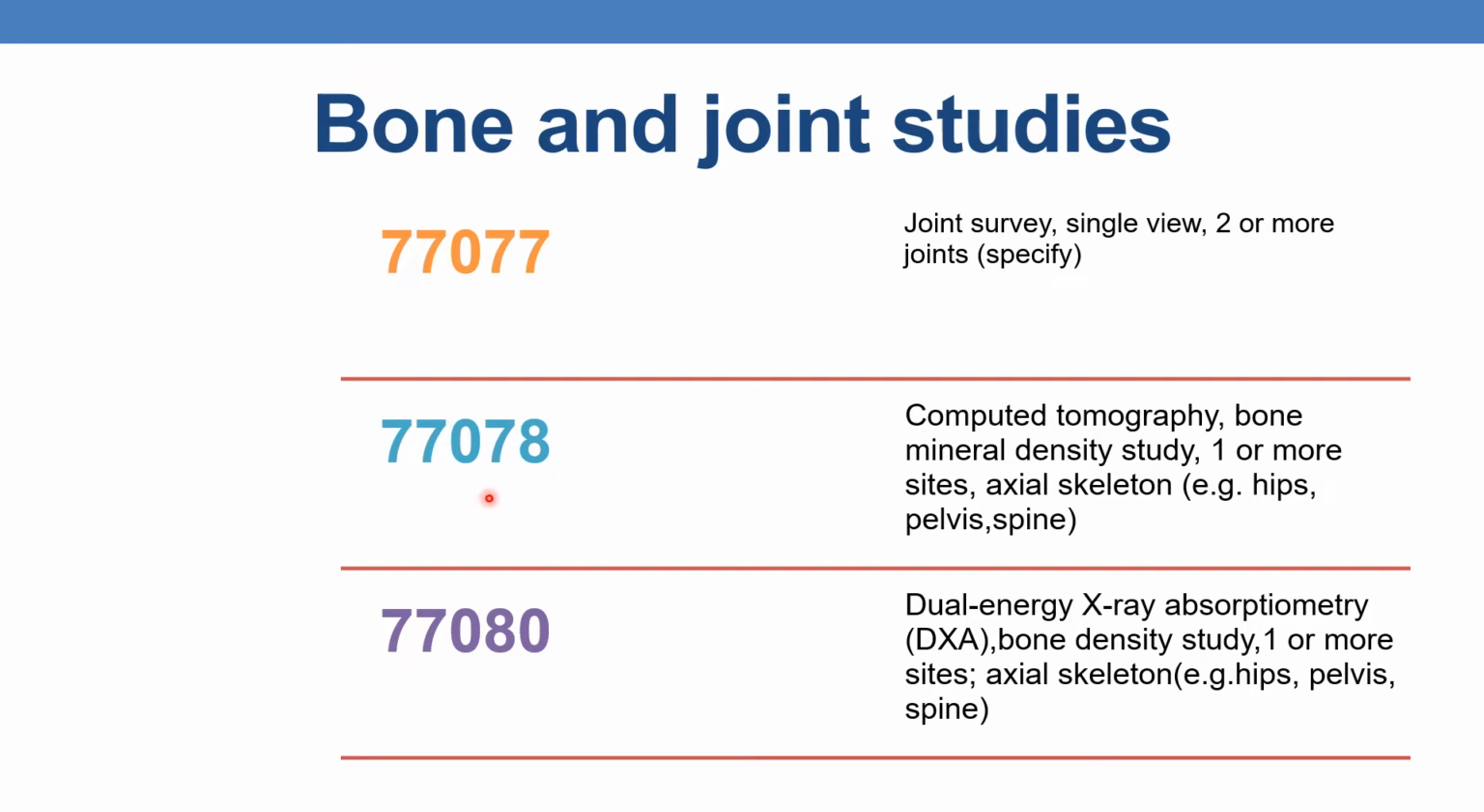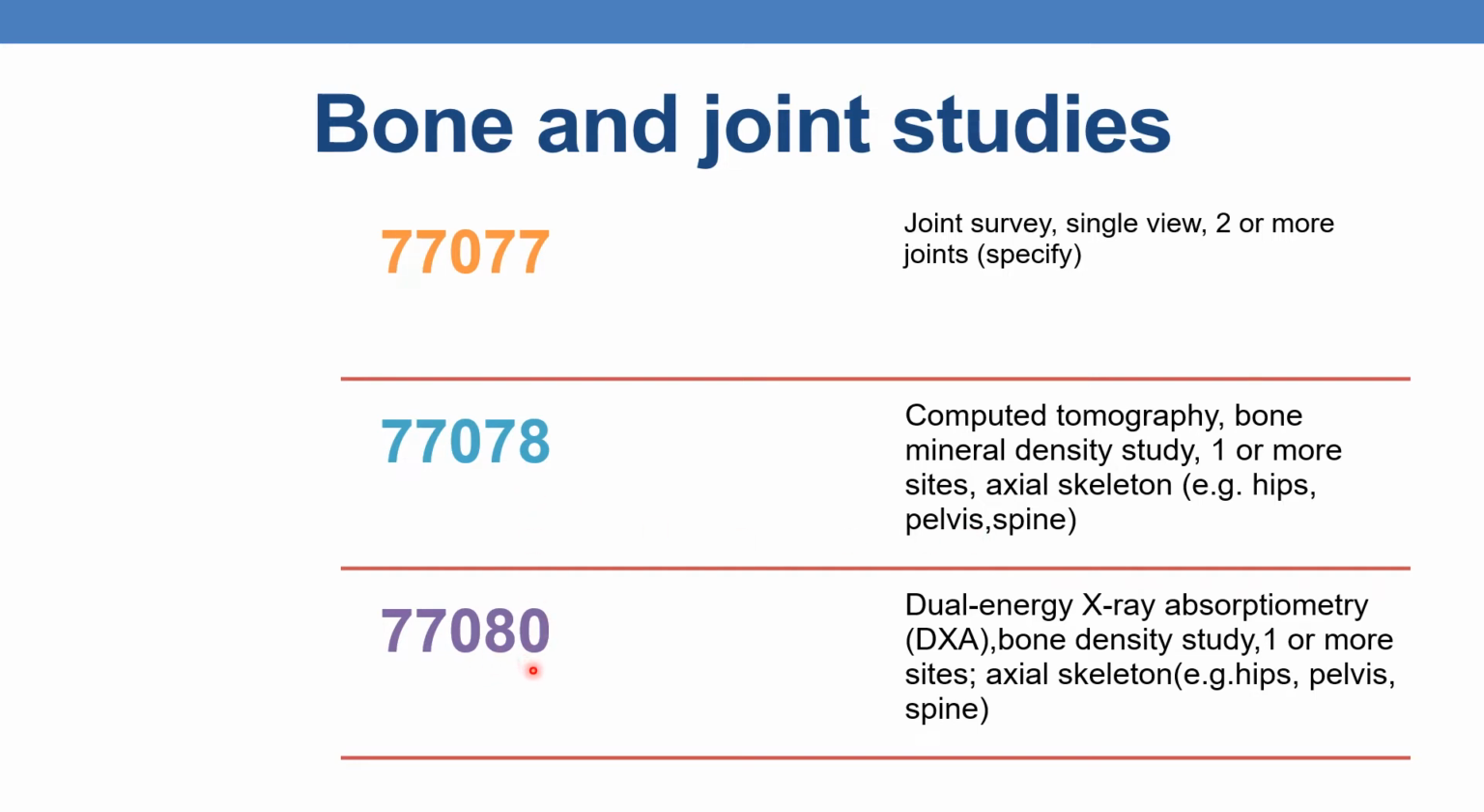Next is 77078. It deals with computed tomography bone mineral density study, 1 or more sites, axial skeleton. Though the name axial skeleton is specified here, studying of bone mineral density of hips and pelvis are also included in this CPT.